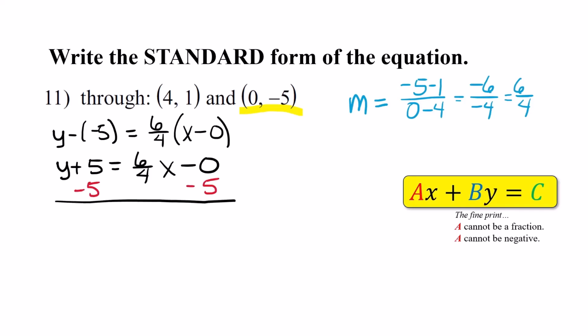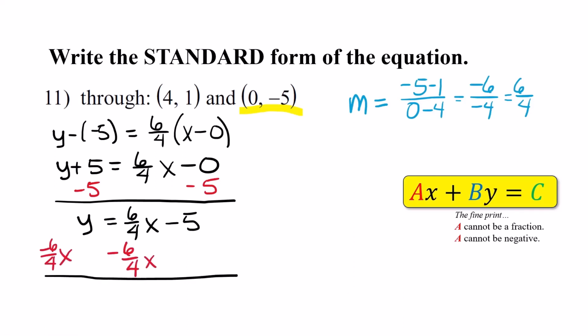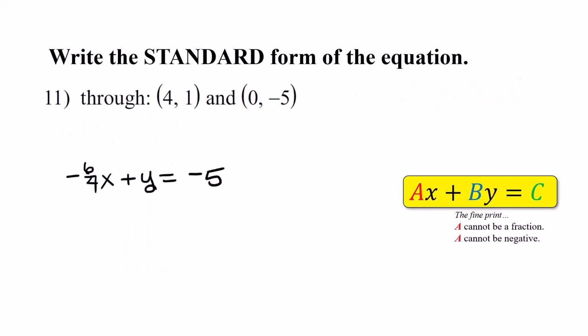I'm going to subtract 5 from both sides, and I end up with y equals 6/4 x minus 5. That's hard to say. Need to subtract 6/4 x from both sides. I really can't say that, but I can do the math. All right, minus 6/4 x plus y equals negative 5. I need some room here.